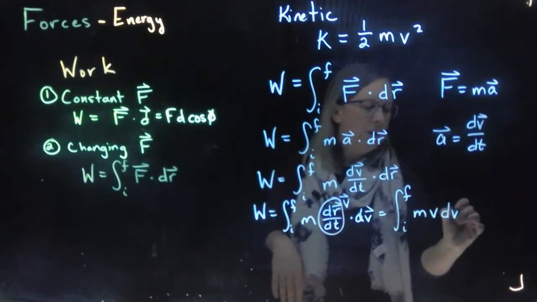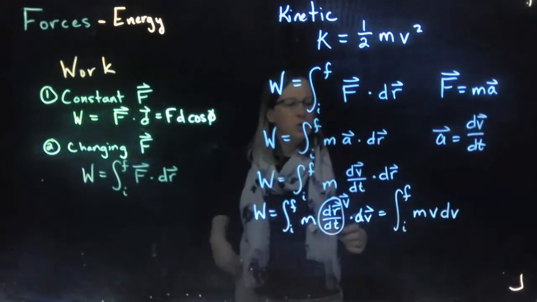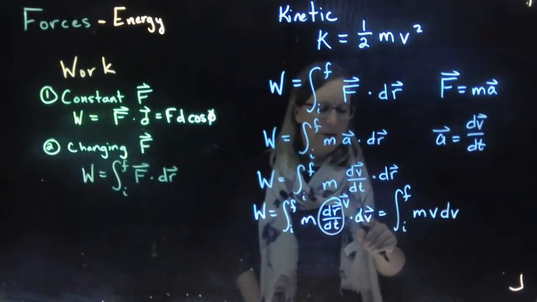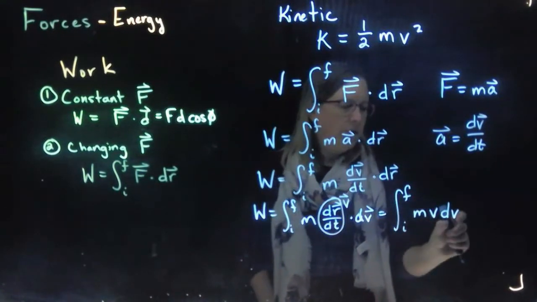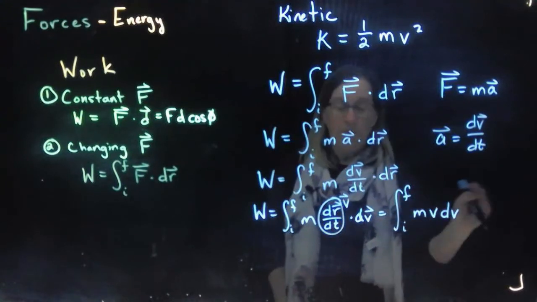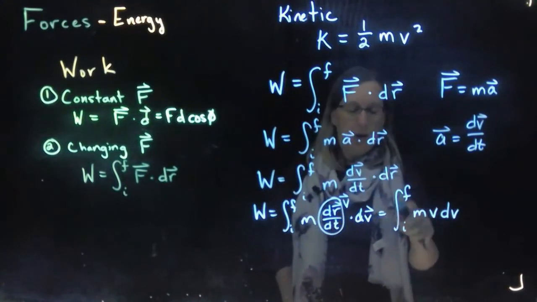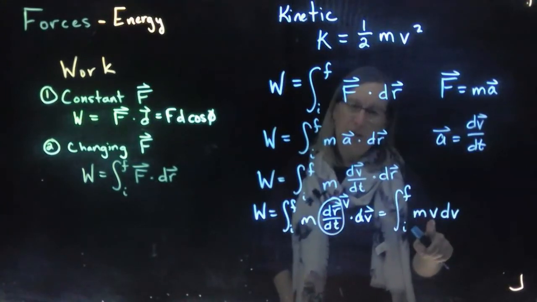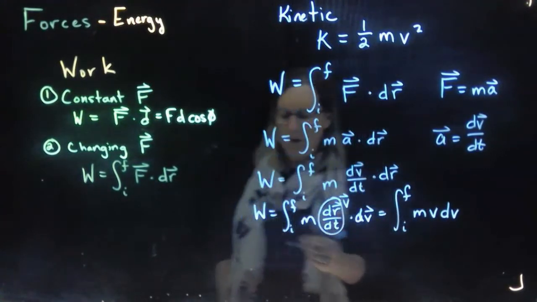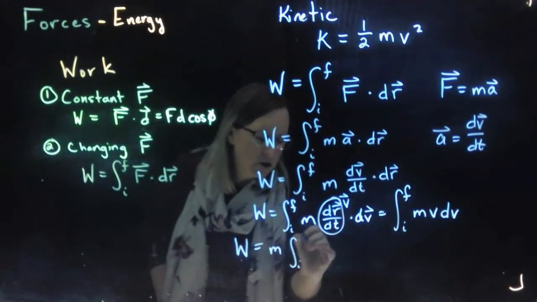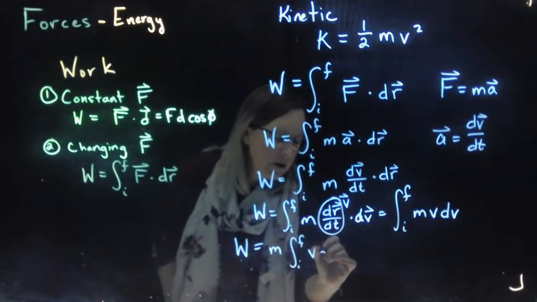the integral of mv dv. And so we get then that, because this is our velocity and this is a little differential of velocity, I've just changed my variables basically. And so then my mass, which is a constant, can pull out, and I just have this integral of v dv. And so the work is equal to mass times the integral from initial to final of v dv.